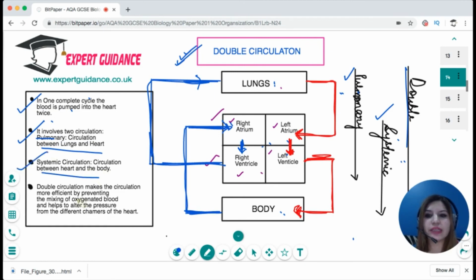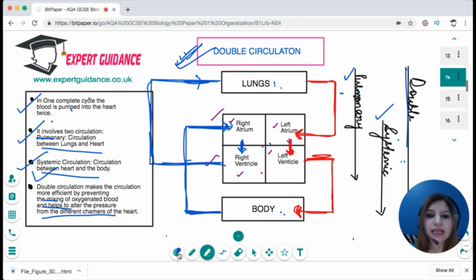The double circulation makes the circulation more efficient by preventing the mixing of oxygenated and deoxygenated blood, and helps to alter the pressure from the different chambers of the heart. So here you can see in double circulation, the oxygenated blood is all on the left side and deoxygenated blood on the right side, and the heart can modulate the pressure. When it is sending the blood to the body, it can increase the pressure, and when it is sending the blood to the lungs, it can decrease the pressure, and that can only be done as it has a double circulation. Now let us label the vessels.